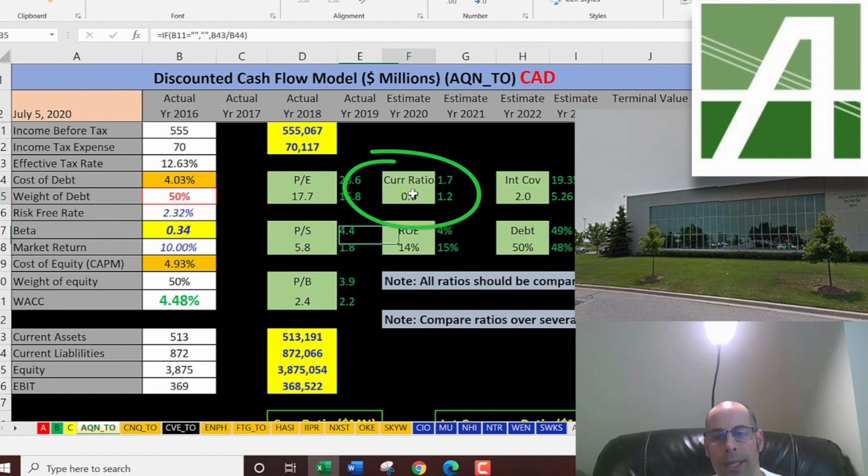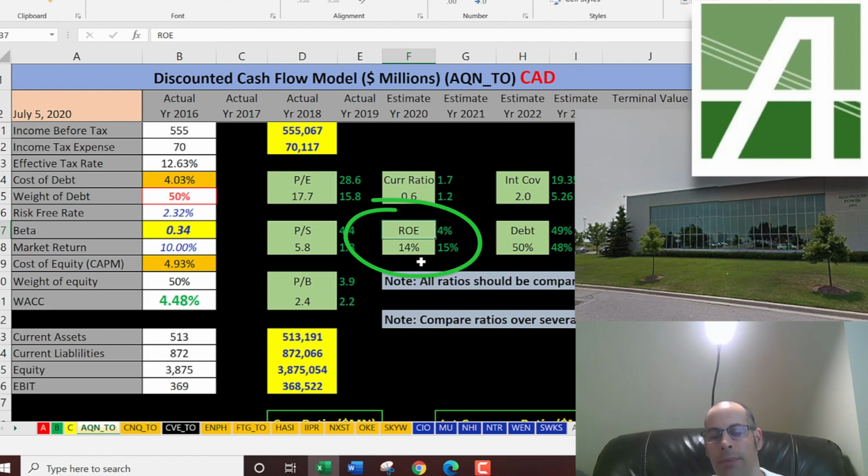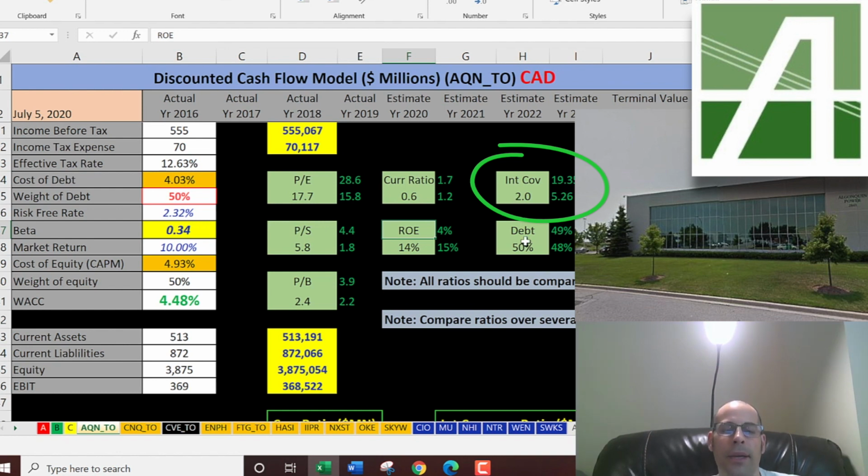Current ratio 0.6. That's not good. They can't even cover their current liabilities. They only have 50% debt, so it's not terrible. They could take a little more debt. They have a 14% ROE. That's net income over equity. So they're not providing the greatest return to their equity holders. Interest coverage ratio of 2.0. They can cover their interest payments, but only 2 times. So they don't have much left over after interest. And they have debt of 50%.